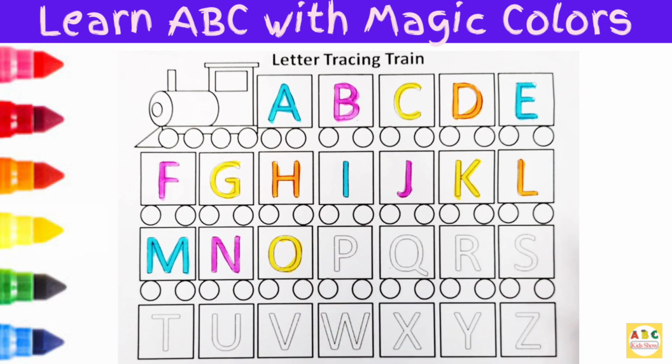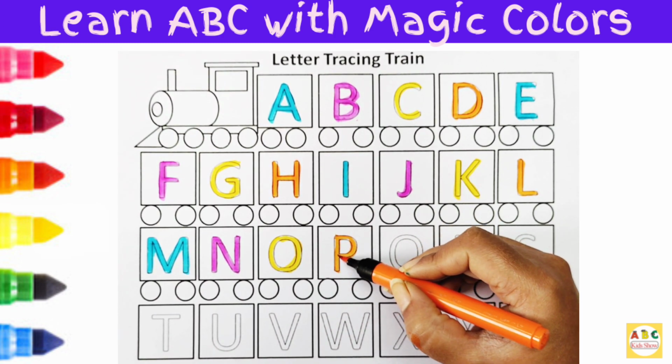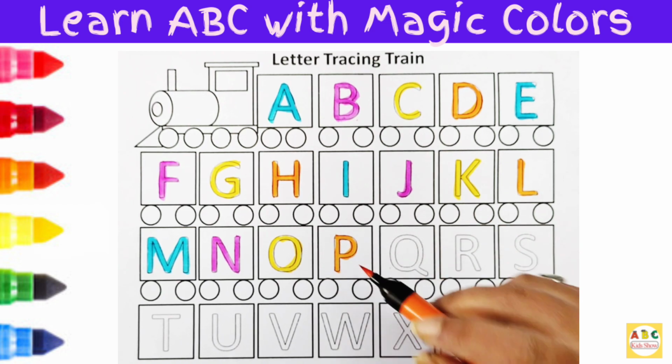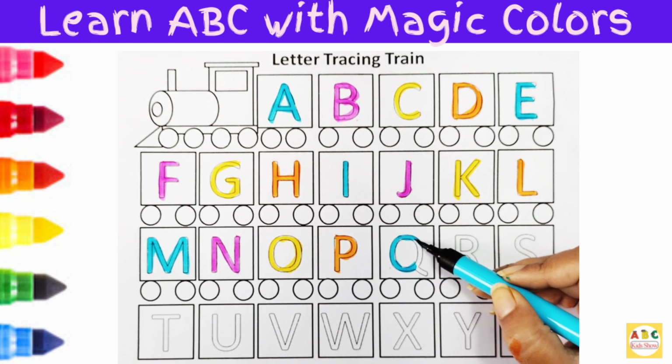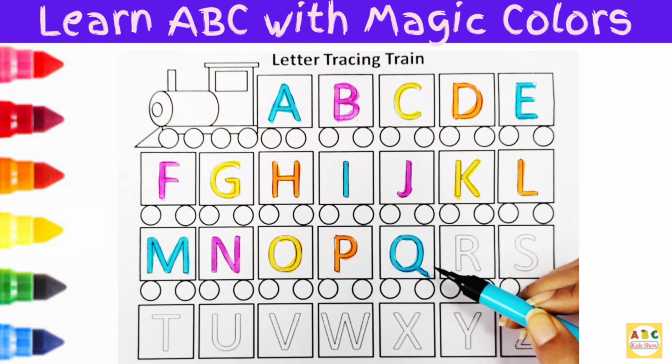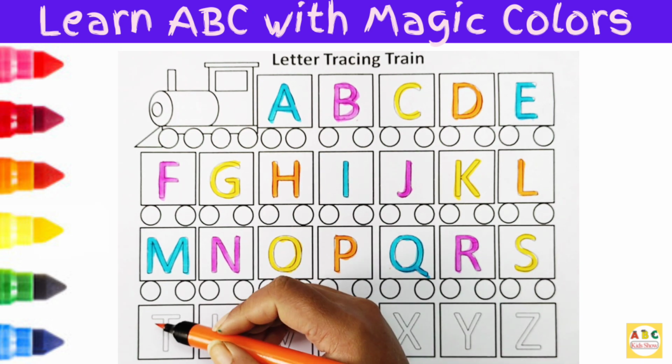O for owl. P. P for play. Q. Q for queen. R. R for rose. S for sun.